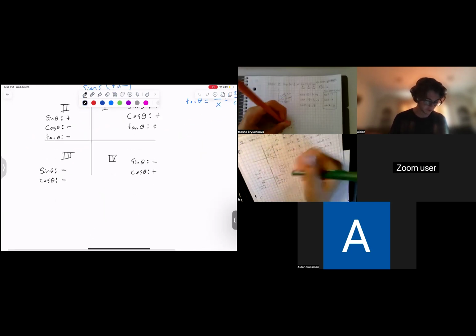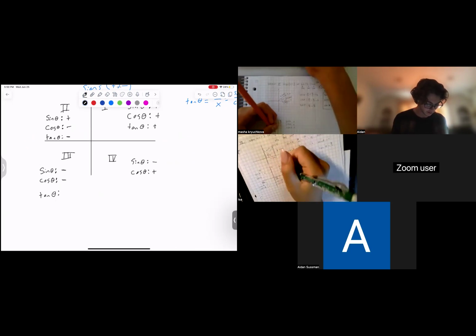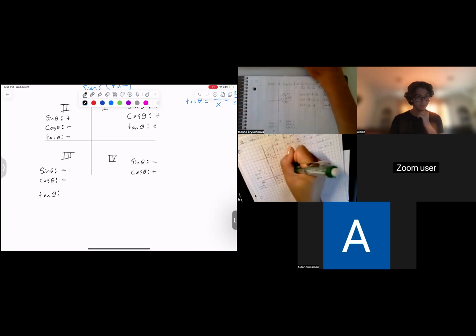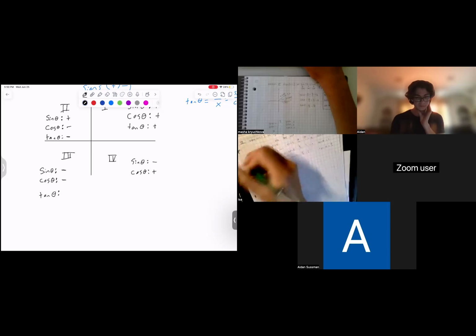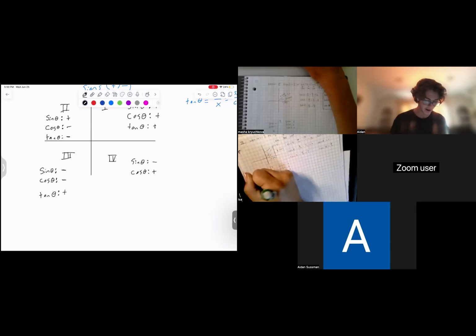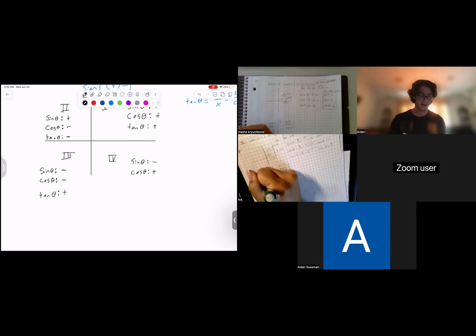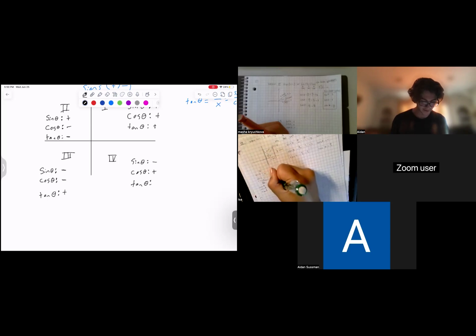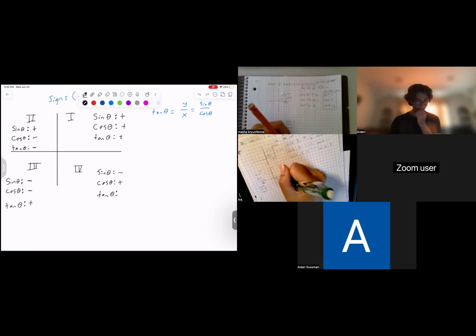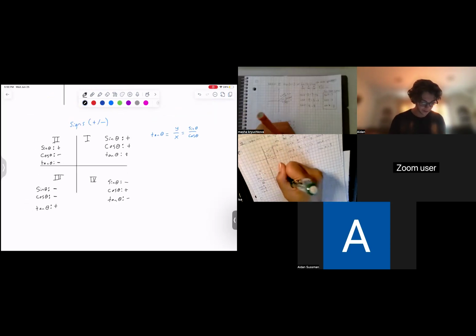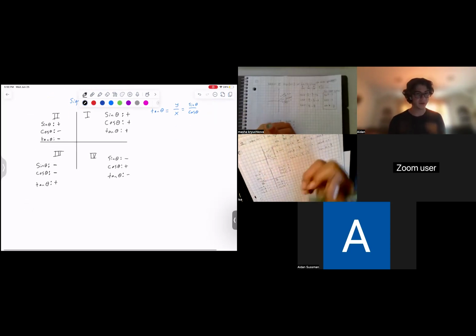What about when they're both negative? What's tangent of theta going to be? Positive? Yeah, because it's a negative divided by a negative. And a negative divided by a negative is a positive. What about over here, if I have a negative divided by a positive? A negative? Exactly. Okay, so this is important for us to understand what's going on here.